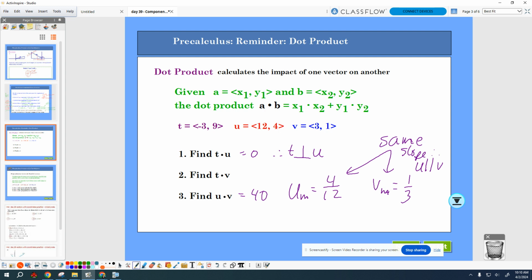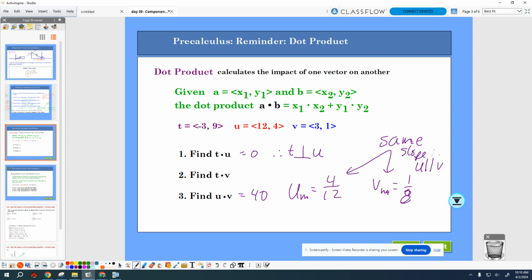Sarah, you were asking what's on the quiz on Tuesday, and the progress check. For the quiz Tuesday, you need to be able to graph, you need to be able to do dot product, you need to be able to determine if vectors are parallel or perpendicular.